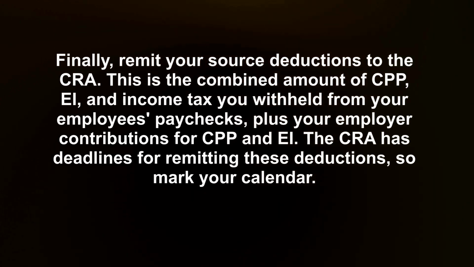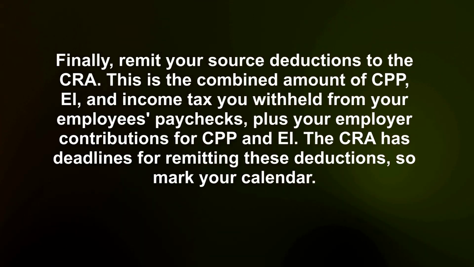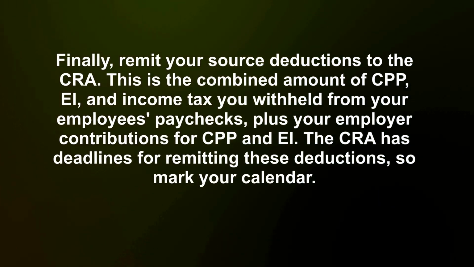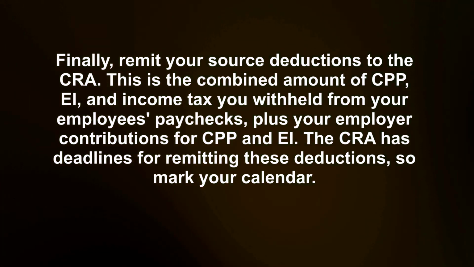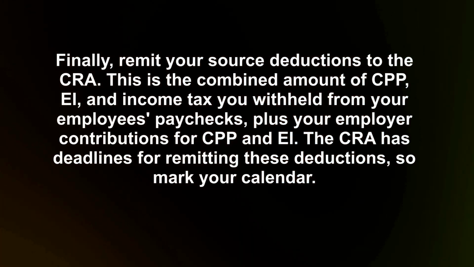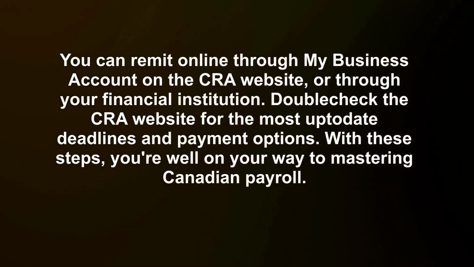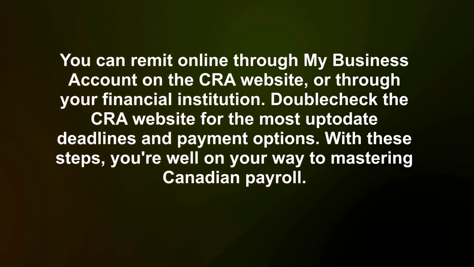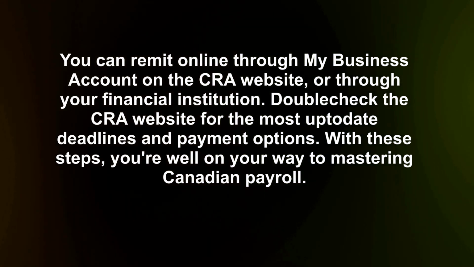Finally, remit your source deductions to the CRA. This is the combined amount of CPP, EI, and income tax you withheld from your employees' paychecks, plus your employer contributions for CPP and EI. The CRA has deadlines for remitting these deductions, so mark your calendar. You can remit online through My Business Account on the CRA website, or through your financial institution. Double-check the CRA website for the most up-to-date deadlines and payment options.